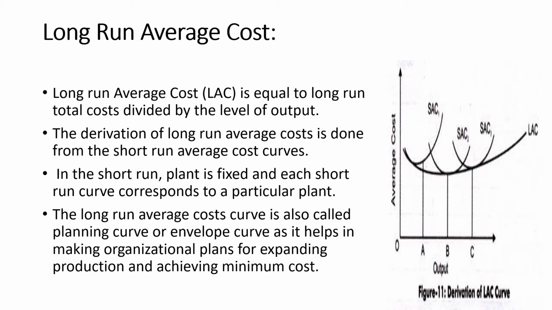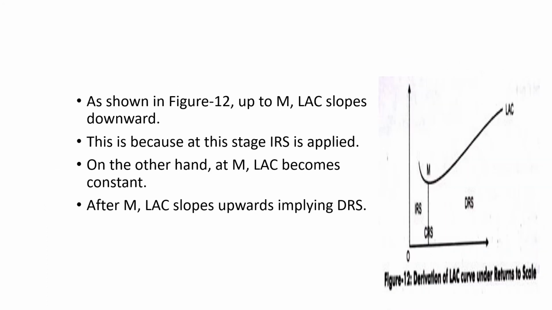In the short run we know that the plant size is fixed, and it corresponds to a particular plant. But in the long run, the long run average cost curve is known as the planning curve, and it is formed by joining the minimum points of all the short run average cost curves. If you look into the figure, you can see that the minimum point of both the short run cost curve and the long run cost curve coincide at one particular point, and that level of production is shown as point P.